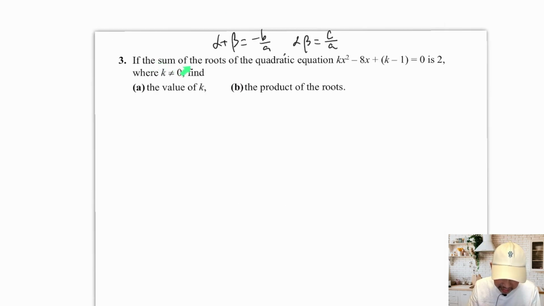Question 3. If the sum of roots of this equation is 2, where k is not equal to 0, we need to find two things.